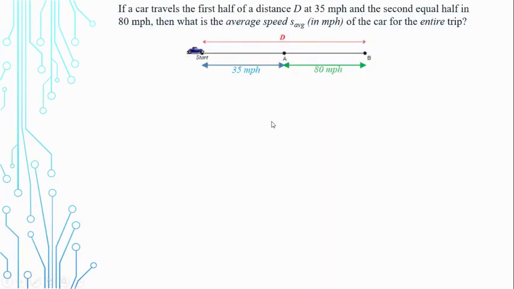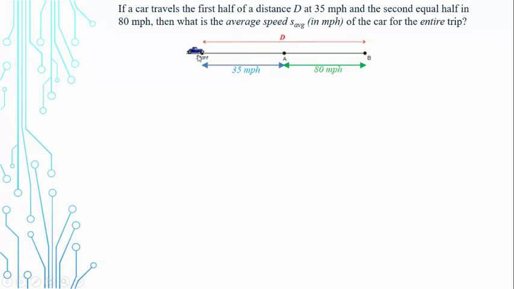Alright, so here's an average speed problem that's a bit more challenging. So take a second, read the problem, draw the diagram if you need to, if it helps you study the stuff. So here we have a car. It's going to travel from the start all the way to point B on the right side of the diagram, and that is the distance the diagram calls D, capital D.